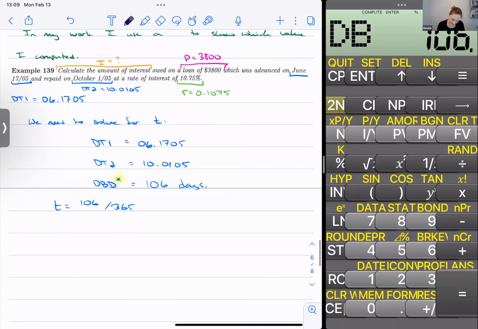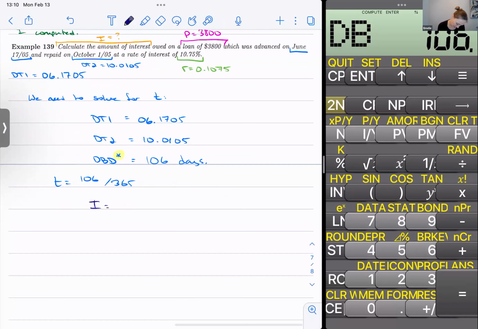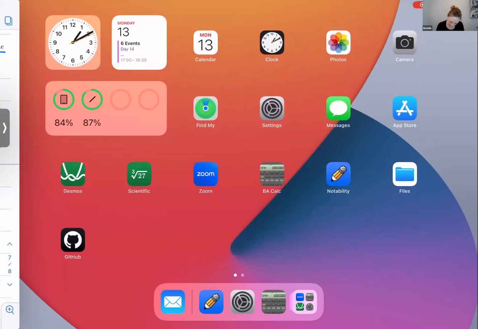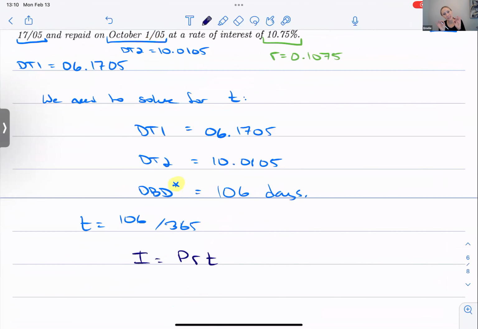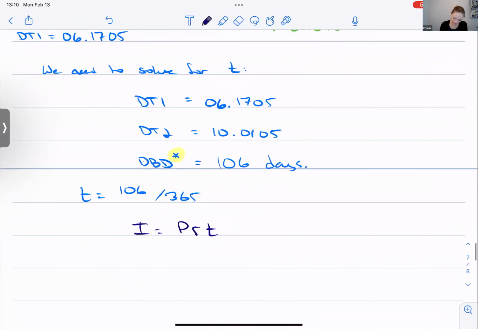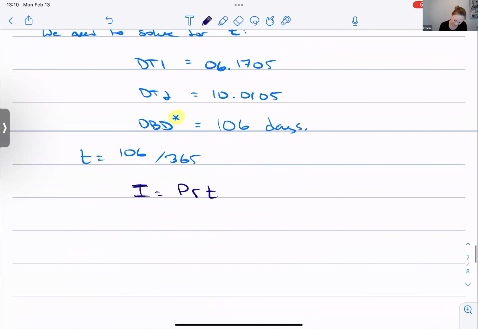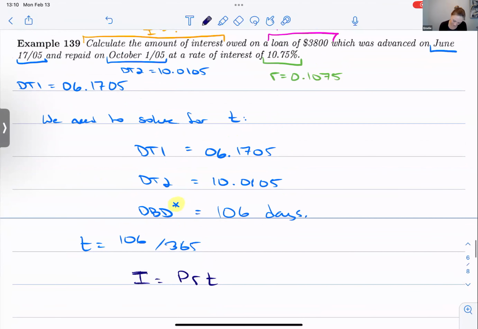Now we're ready to solve I equals PRT. And I wish I could remember how to close that. There, I did it. Okay. So now I want to solve for I. We had to do a little bit of work for T, not too bad, right? Just kind of flexing those muscles we just learned. The principal amount was 3,800. The rate was 0.1075 and time was 106 divided by 365.